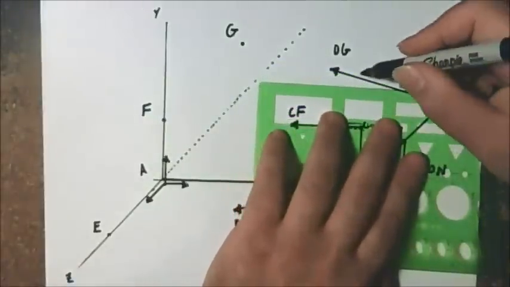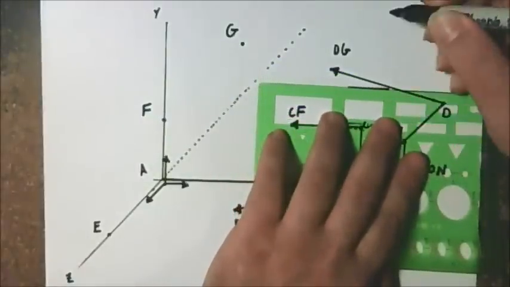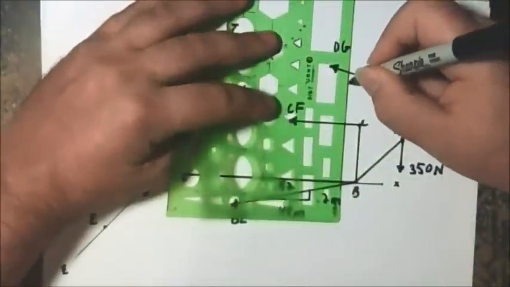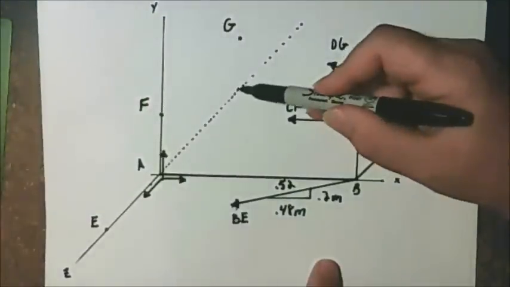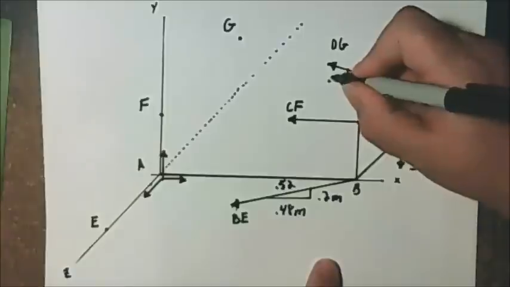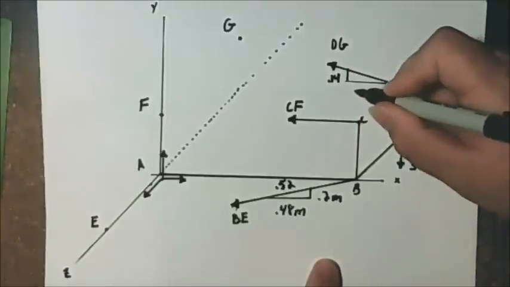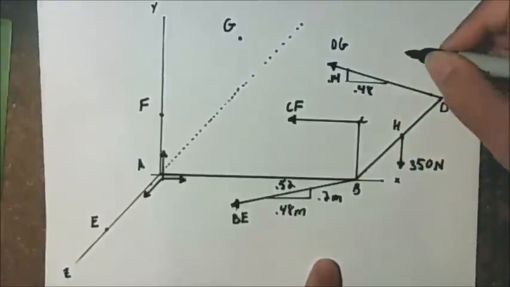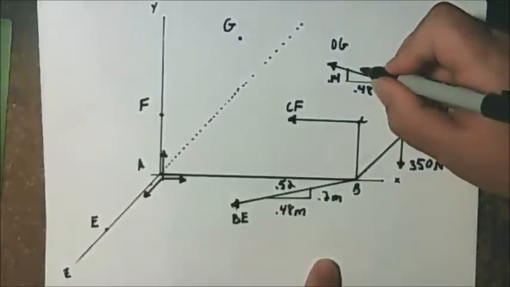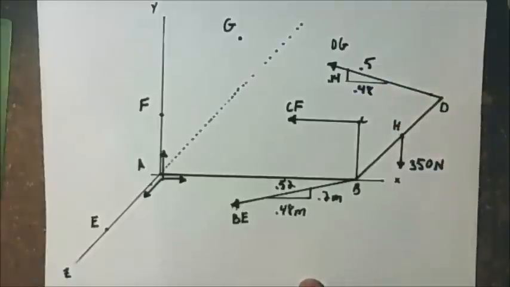And for this cable over here, DG, make our little triangle on this one, and this distance from here to here is 0.14 meters, and from here to here it's going to be 0.48 meters, and the magnitude on this one is going to be 0.5 meters.